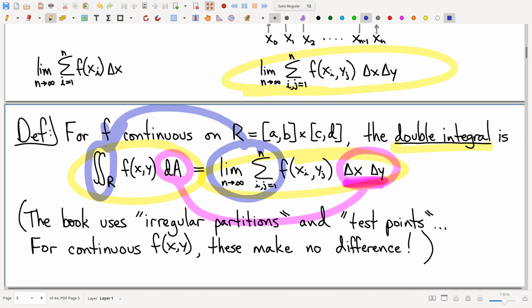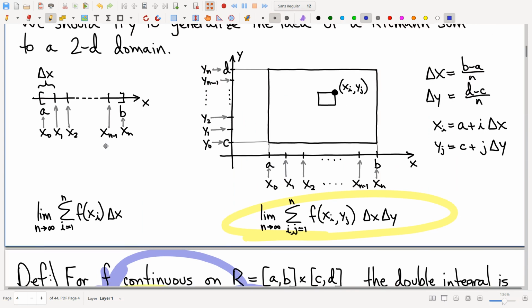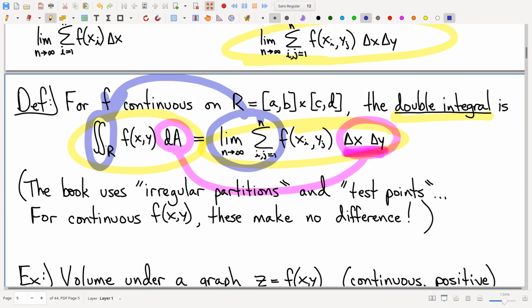Very importantly, though, think of this, please, as being a single thing. This is not, as I'm writing it here, a single variable integral of a single variable integral. Not at all. This is a single symbol. Think of this as the double integral symbol. And it represents a single summation in which you look at two separate indices and you add up over both of those indices. In other words, you're adding up over the entire rectangle, not just in one direction.